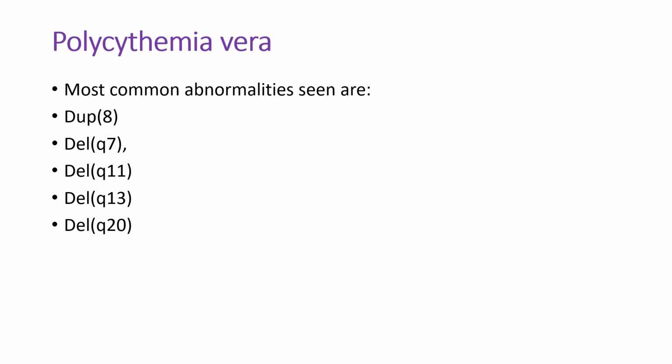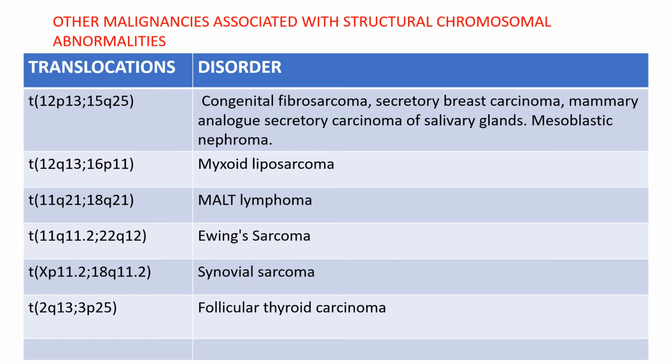Polycythemia vera. The most common abnormalities seen in polycythemia vera are duplication in chromosome number 8, deletion in the long arm of chromosome 7, deletion in the long arm of chromosome 11, and deletions in the long arm of chromosome 13 and in chromosome 20. Some other malignancies are associated with structural chromosomal abnormalities. Translocation between chromosome 12 and 15 leads to formation of congenital fibrosarcoma, secretory breast carcinoma, mammary analog secretory carcinoma of salivary glands or mesoblastic nephroma.